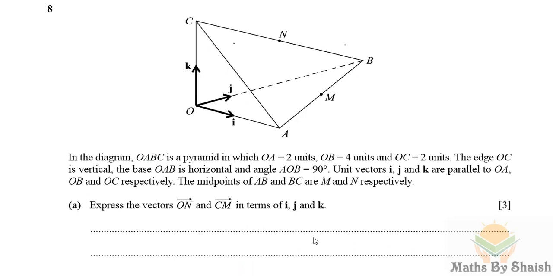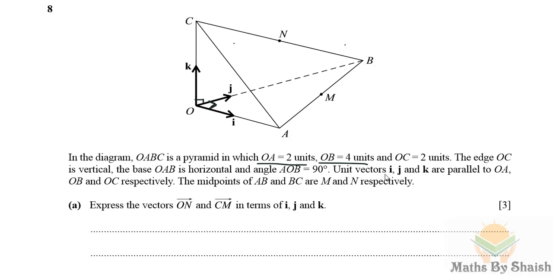And here's question number 8. So in question number 8, we can see in a diagram OABC is a pyramid in which OA is 2 units, OB is 4 units and OC is 2 units again. The edge OC is vertical. The base OAB is horizontal, and angle AOB is 90 degrees. And also i, j, k are perpendicular to each other, so this will also be 90 degrees, this will also be 90 degrees.